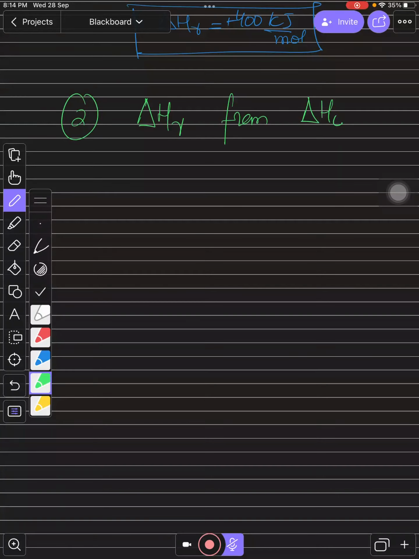So for example, there is a reaction that, for example, we have C2H4 reacting with hydrogen and forming C2H6. This is a reaction, for example, right? And they gave us what? Enthalpy changes of combustion.